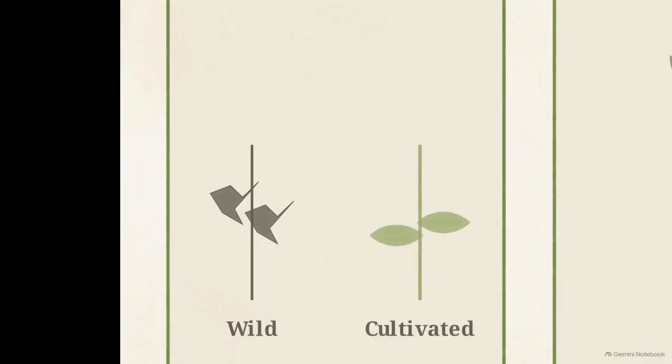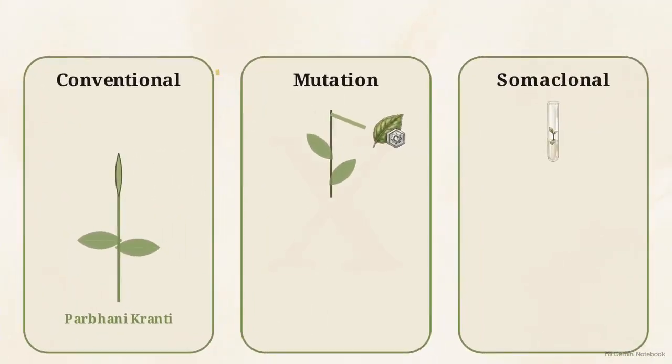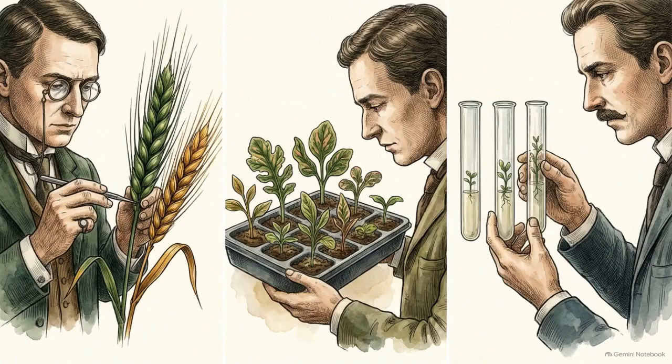For instance, mung beans gained yellow mosaic virus resistance through mutation breeding. However, the okra variety Parbani Kranti gained this resistance through conventional hybridization with a wild species, not mutation. Each strategy, conventional, mutation, or tissue culture, is selected based on where the specific survival gene is found.